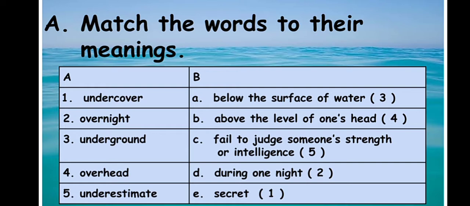Did you finish, children? Okay, the first one: the meaning of undercover is secret. The meaning of overnight is during one night. The meaning of underground is below the surface of water. The meaning of overhead is above the level of one's head. And the meaning of underestimate is fail to judge someone's strength or intelligence.